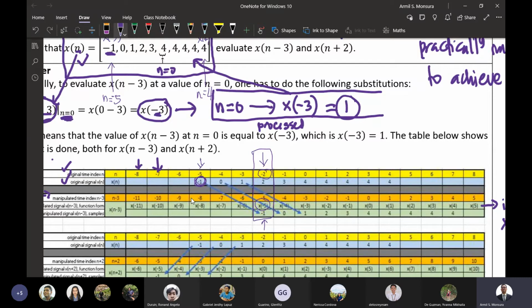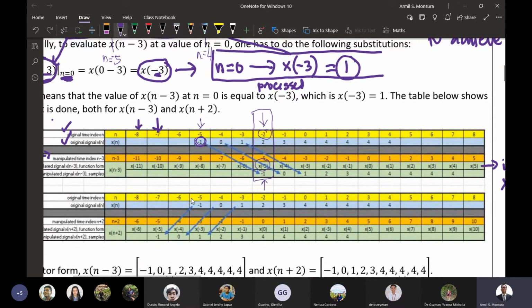Okay? So, I hope na masusundan niyo yung pattern na 'yan in order for you to also know kung paano naman siya with x of n plus 2. Pero ito lang ang reminder ko while ito na yung bago nyong signal. Okay? While this is your new signal, this is still your original time index. I mean, this is still your time index. Yan pa rin yung time index niya.